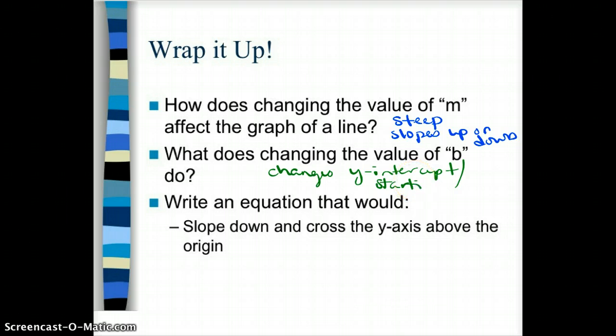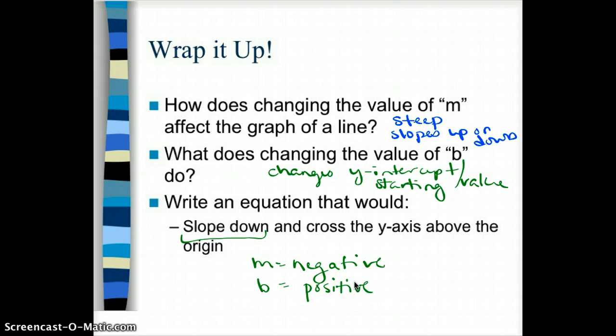Okay, so if you want a graph that will slope down and cross the y-axis above the origin, then if I'm going to slope down, I want a negative m. If I want it to cross the y-axis above the origin, that would be a positive y-intercept. So there are a ton of right answers for this, but one might be y equals negative 2/3 x plus 6. As long as your rate is negative and your y-intercept is positive, you should be good here. Okay, practice the slope song, wrap it up. We will learn a lot about graphing. I hope you already did.